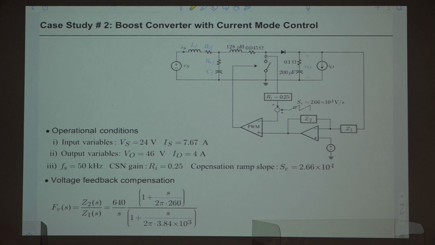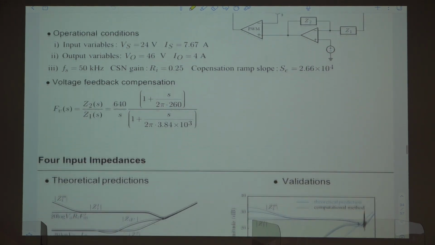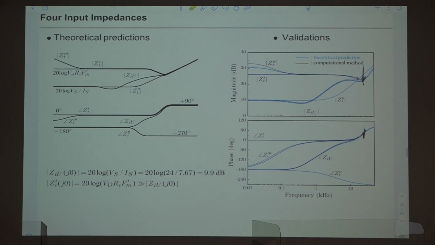And the pattern of input impedance of this converter, the boost converter with current mode control, is way different from the previous case. This is the prediction of asymptotes of four different input impedances: GI, GI prime, double prime, triple prime. They are the magnitude asymptotes, and these are the phase asymptotes. First, take a look at this magnitude plot, and just forget about this one for the time being.